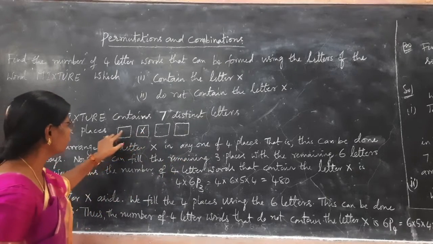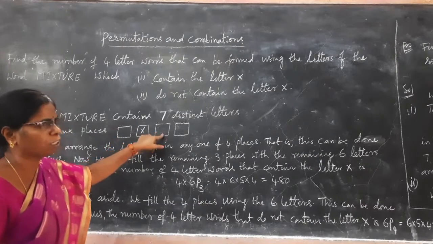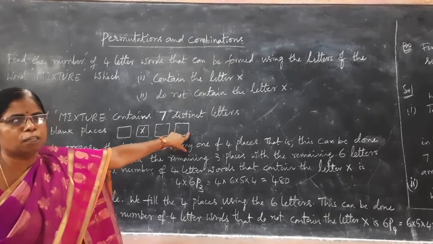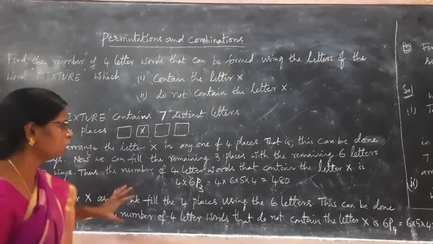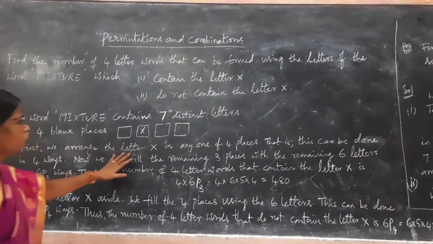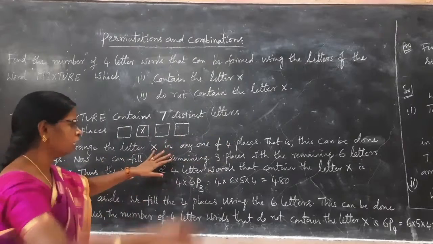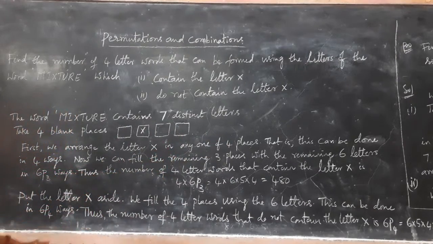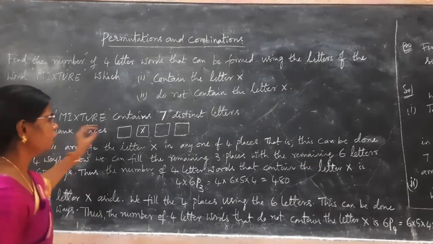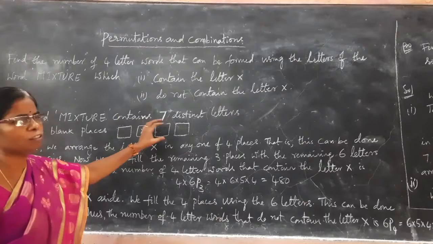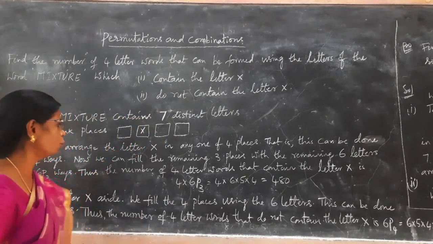X can be placed in the first place, or the second place, the third place or the fourth place. So the number of ways of arranging the letter X is 4. That is what I wrote here. First we arrange the letter X in any one of 4 places. This can be done in 4 ways.